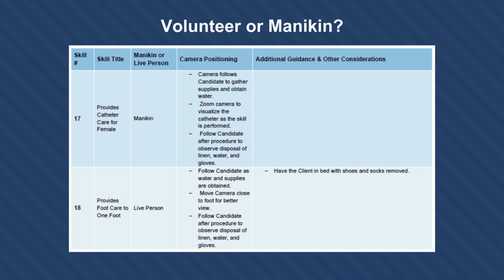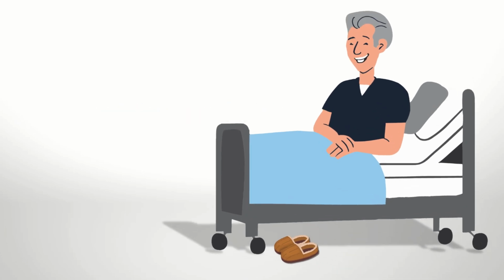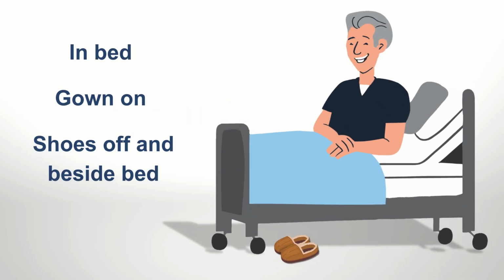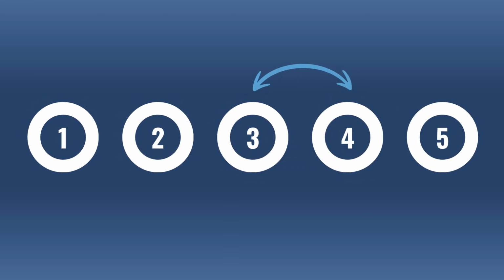Your manual specifies whether a volunteer or mannequin should be used for each skill. The volunteer must be willing and able to fully participate as a volunteer in all skills. They should be in bed with a gown on, with their shoes off and beside the bed. The proctor and evaluator can discuss the skill order involving a volunteer or mannequin. The timer can be stopped to allow time for moving the mannequin if necessary.